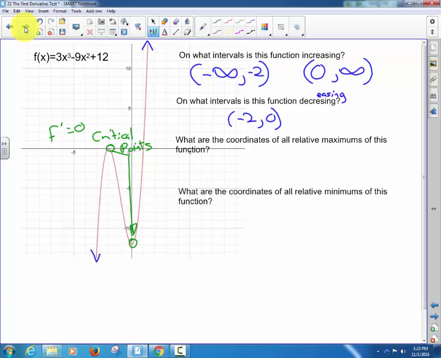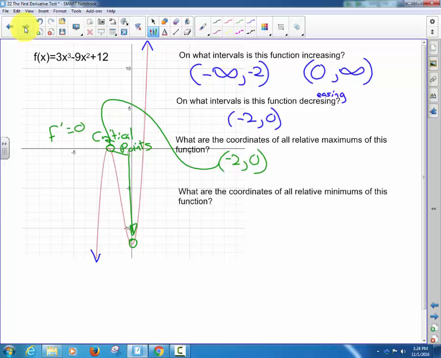Does this function have an absolute max? No. Does it have an absolute min? No, because it keeps going in both directions. But does it have a relative max? Where would you say the relative max occurs? It occurs at negative 2, 0. This point right up here is a relative max. It's not the highest point anywhere, but do you agree it's the highest point in the area?